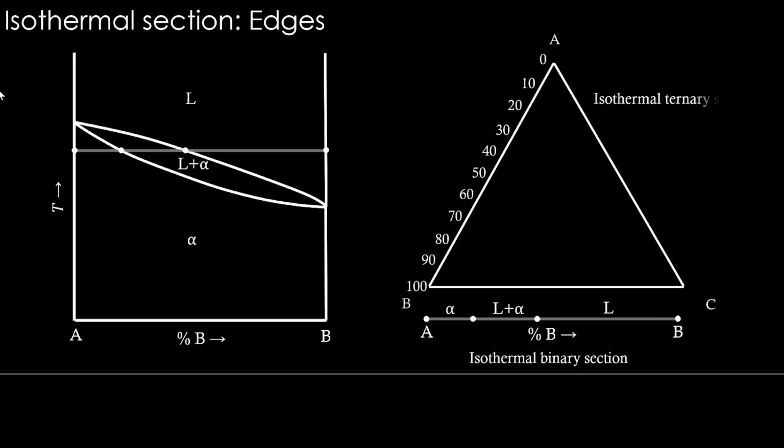So when we talk about an isothermal ternary section, this AB is going to be on one side, right? Let's say this isothermal ternary section is also drawn at this temperature. Then what we will see on the AB side is this entire thing that we see in the bottom. Let's put the phases also: alpha, liquid, and liquid plus alpha. So this is the isothermal ternary section's edge, one edge, the AB edge.